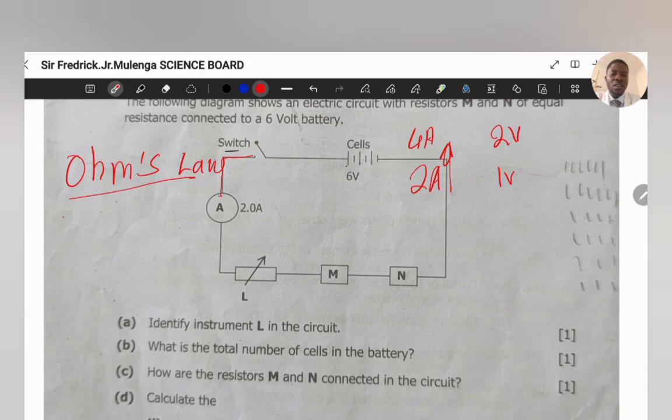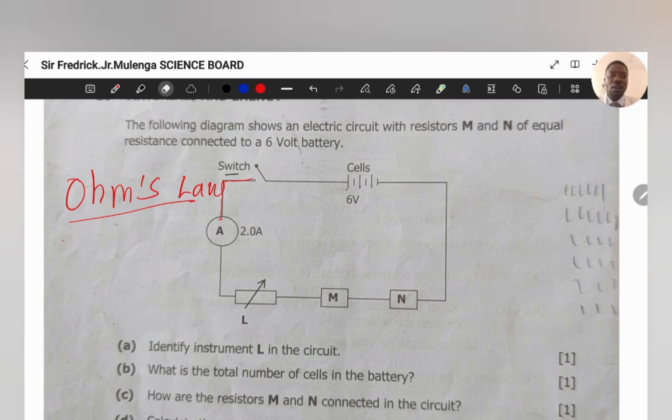You increase current by 2 again, it becomes 8. Voltage will also increase, will become 4. So they are in direct proportion to each other. That's the meaning. So Ohm's law gives us that.